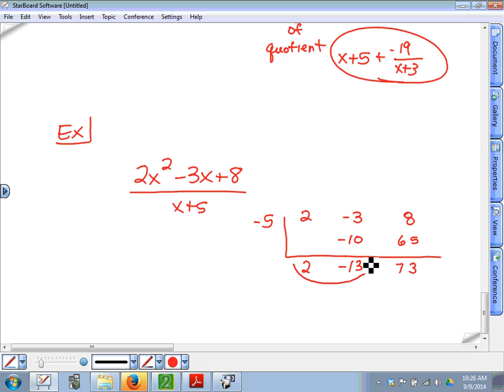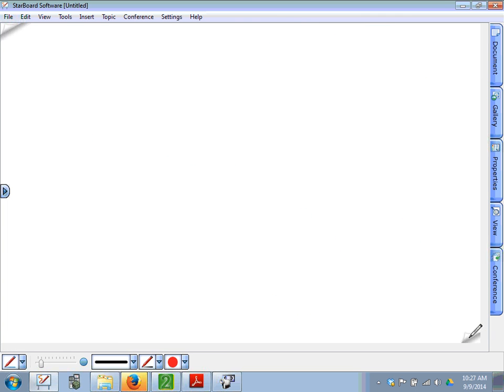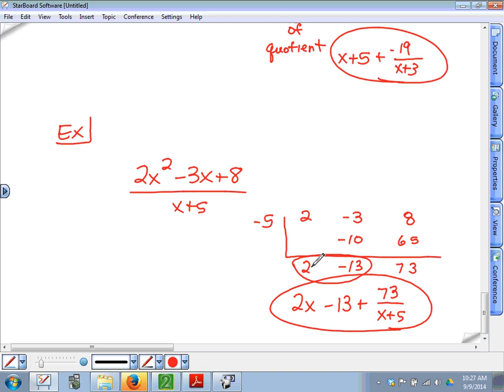You also have to interpret these two numbers. What do these two numbers mean? 2x. The coefficient of the quotient, right? So what do they mean though? 2 and a negative 13? It's 2x minus 13 plus the remainder of 73 over x plus 5. Isn't that cool? Okay. Why is it 2x? Because there's a 2 right here. This is the coefficient of an x term, and this is just a normal number. So it's 2x minus 13.